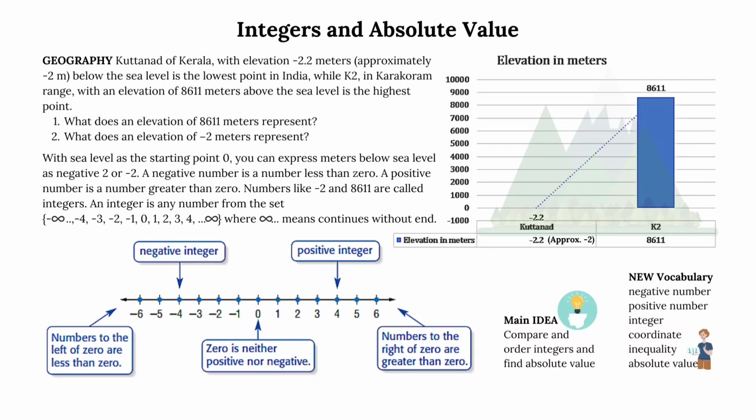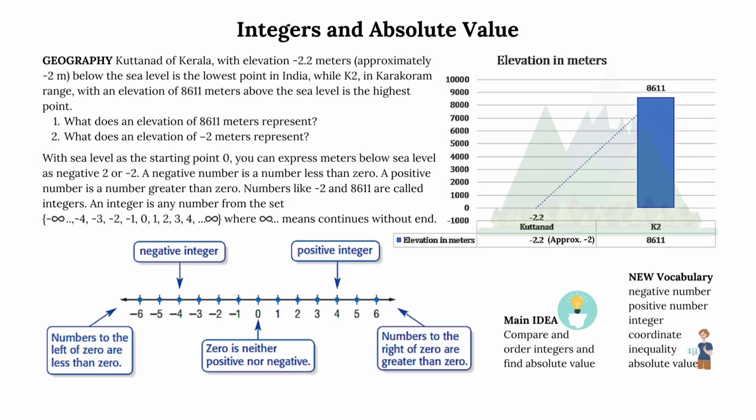From the given graph, Kotanad of Kerala with elevation minus 2.2 meters, approximately minus 2 meters, below the sea level is the lowest point in India, while K2 in Karakoram range with an elevation of 8,611 meters above the sea level is the highest point.